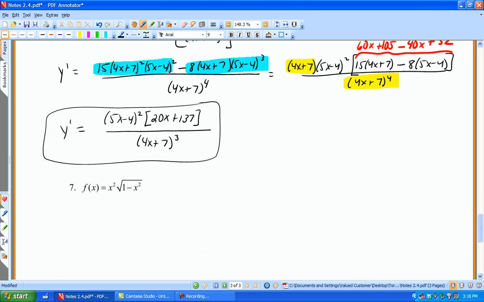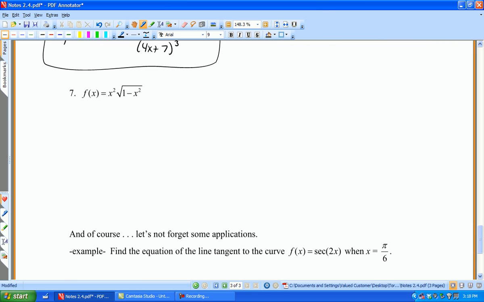All right, let's do another product rule. Okay, so here's a product rule. I have to notice it's a product rule because it's x squared times the square root of 1 minus x squared.